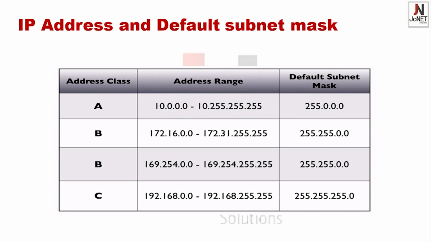So this is our private range. For a private range, we are using 255.0.0.0 for class A, 255.255.0.0 for class B, and 255.255.255.0 for class C.